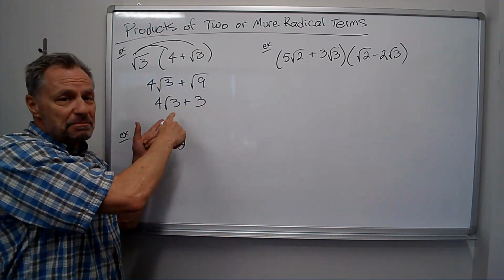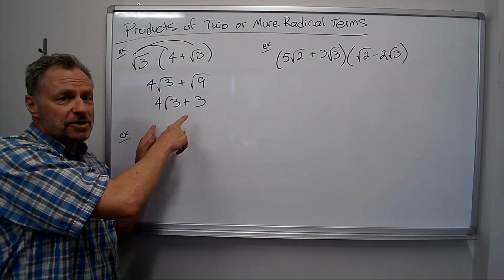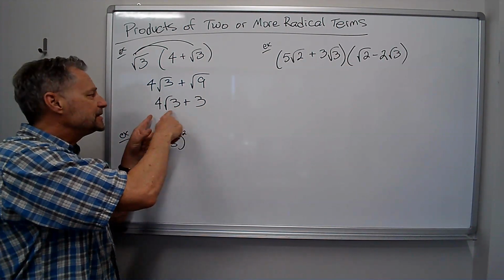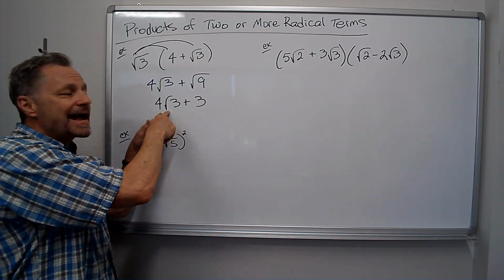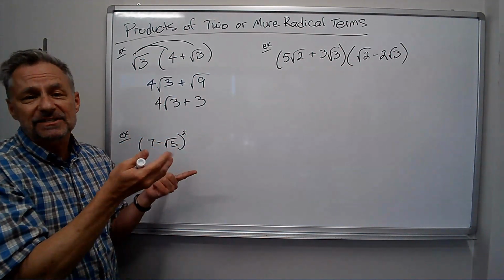That can't simplify. I can't combine these because they're not like terms. This would have to be 3 root 3 or something root 3 in order to add to this. They're not. That's as far as I can go.